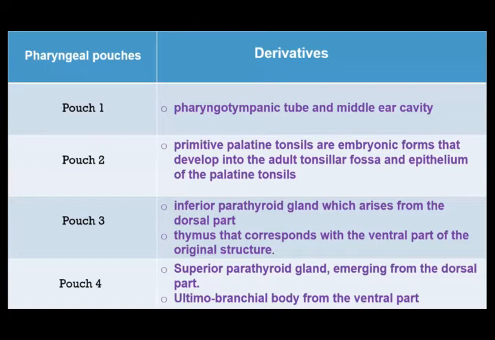And then lastly you have the ultimobranchial body that arises from the ventral part. Regarding the ultimobranchial body, your book will mention that it gives rise to the parafollicular cells of the thyroid gland. ठीक है. So what are parafollicular cells of the thyroid gland? These are the cells of the thyroid gland that basically regulate the calcitonin.